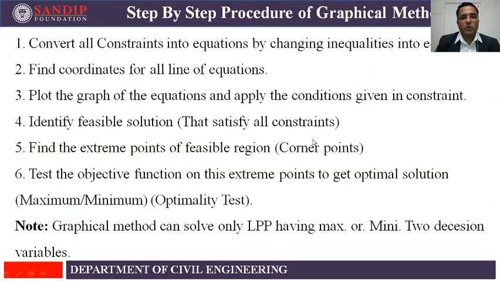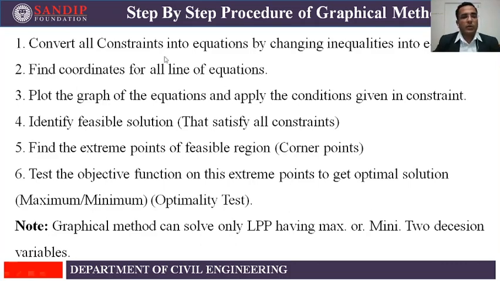Okay, now next, how to solve an LPP by the graphical method. Here is the step-by-step procedure of the graphical method. In the very first step, we have to convert all constraints into equations by changing inequalities into equalities. It means whatever constraint is given in the numerical, we have to convert all inequality signs into equalities. Suppose x plus y is less than or equal to 5 is given; we have to remove the less than or equal to and put only the equals to sign.